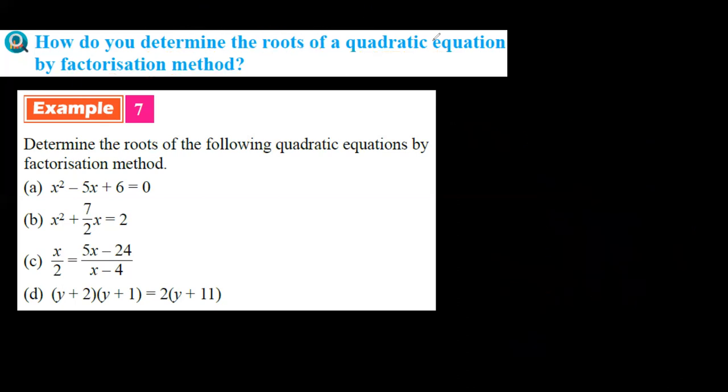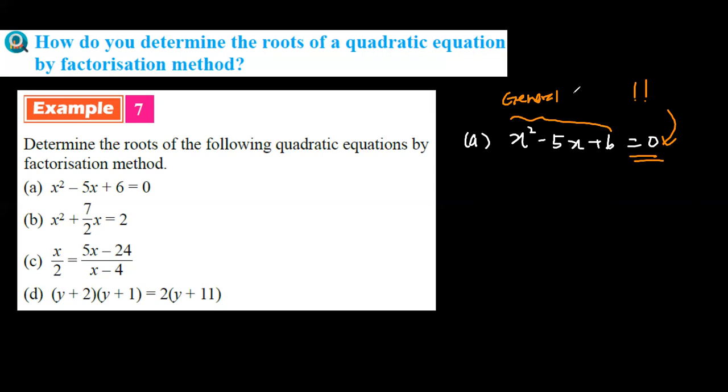Before we start to solve the problems, we want to find the roots. Make sure that the question that you write down here is correct. Now we have question A, x squared minus 5x plus 6. Make sure that the quadratic equation must be equal to 0 and arrange it in general form. If you still don't remember, the general form should be ax squared first, the middle term is about x, and then the constant term later. Make sure it's equal to 0.